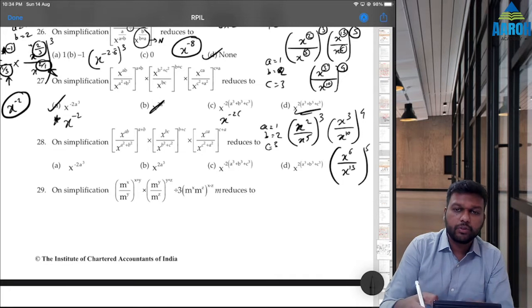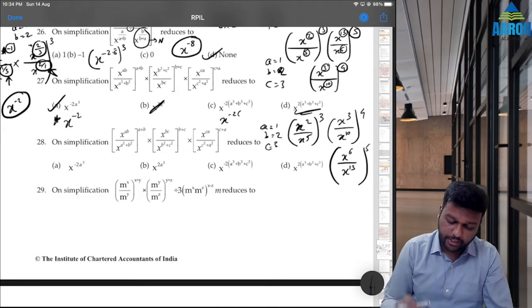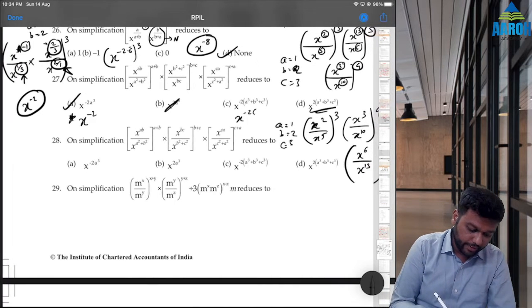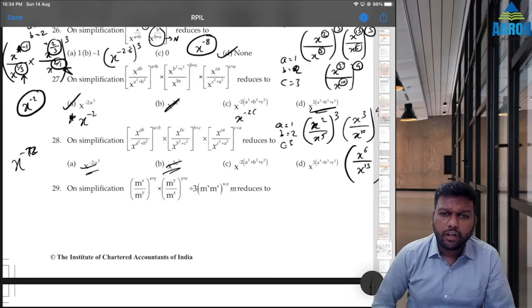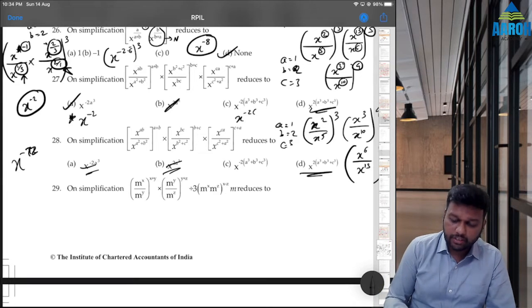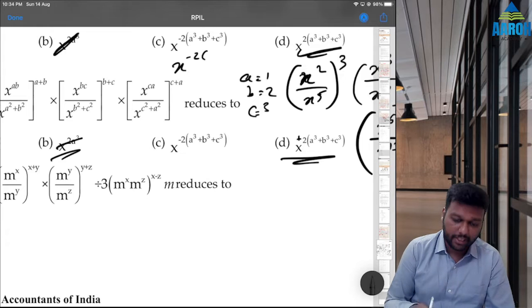2 minus 5 into 3, M plus. 3 minus 10 into 4, M plus. 6 minus 13 into 5, M plus. If you press MRC, you get x raised to minus 72. Now we know that these two are not going to be the answer, so skip them. Also D cannot be the answer because they have plus 2 and we have got minus 72, so this has to be the answer, but let's check.